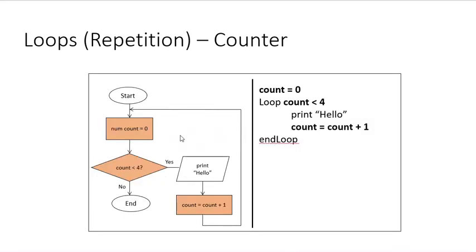Okay. Let's look at this example. Start. First, you initialize satu variable nama dia count. So, you give initial value, initialize. Okay, you give value 0. Count tu kita nak mulakan dengan 0. And then, count less than 4.